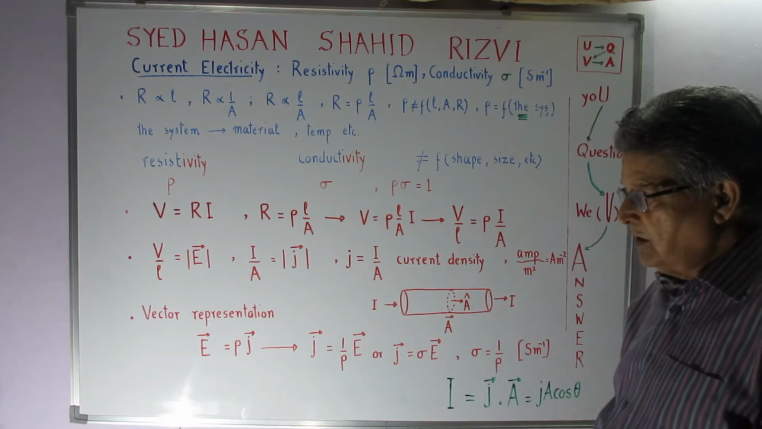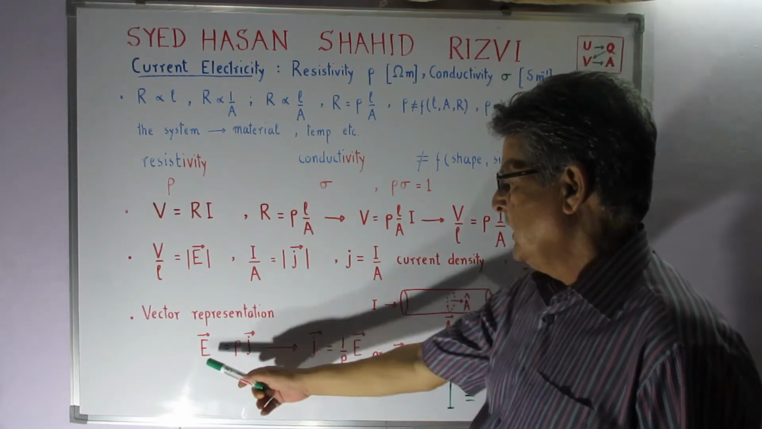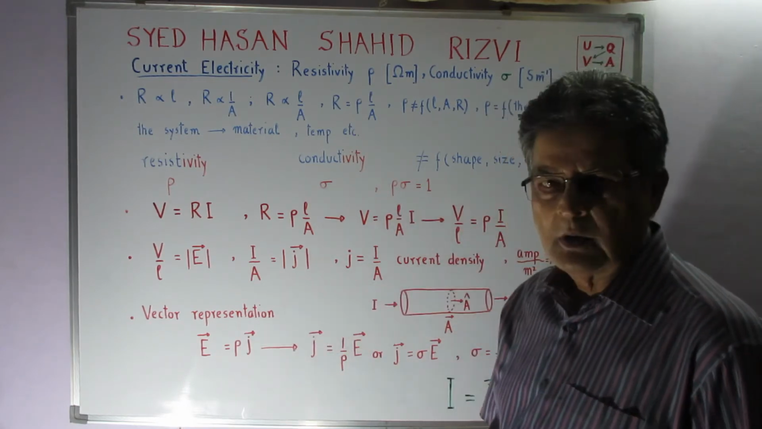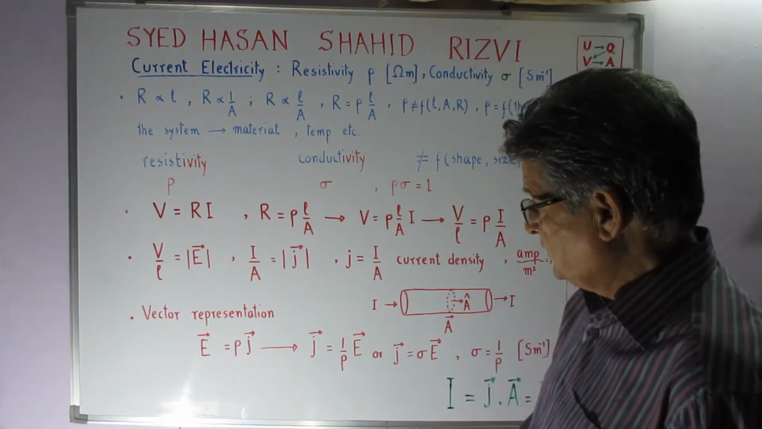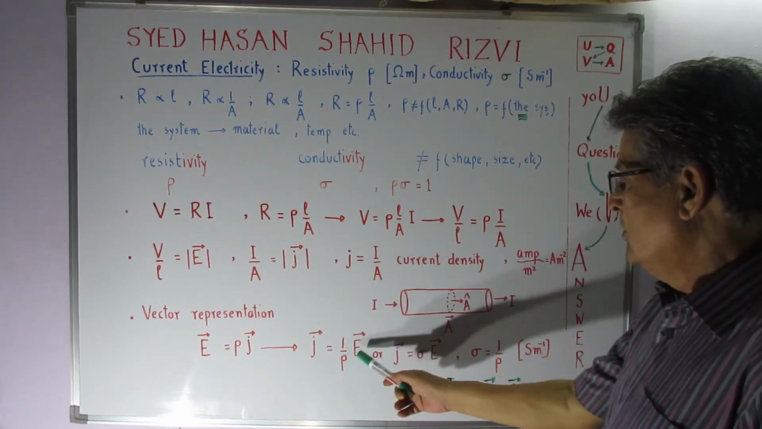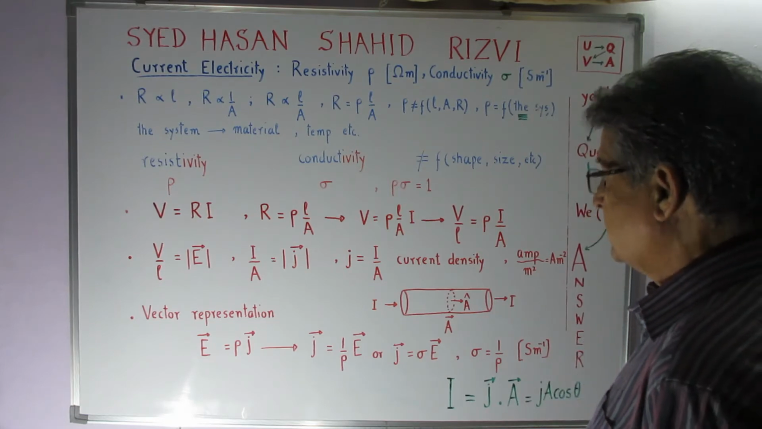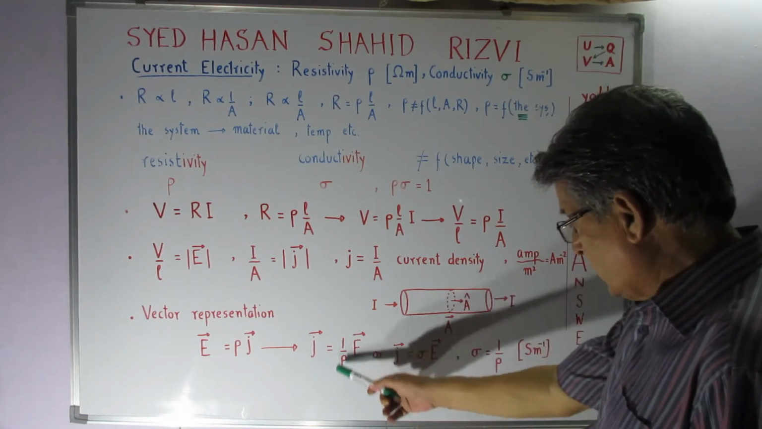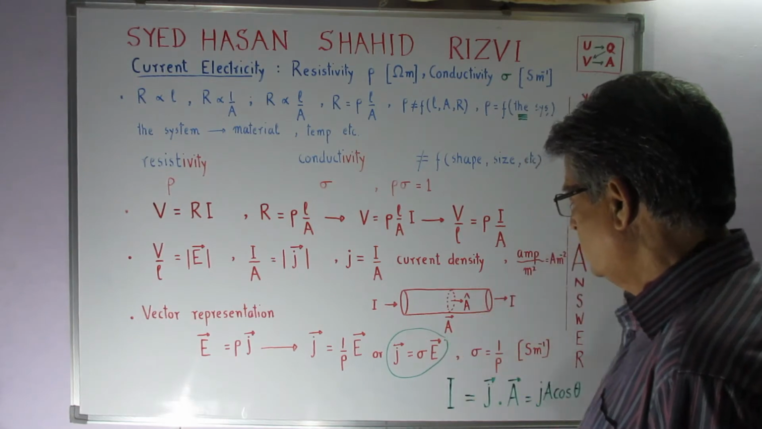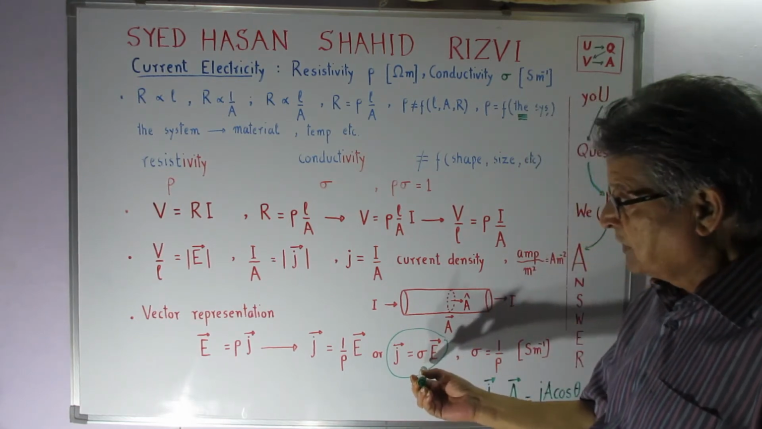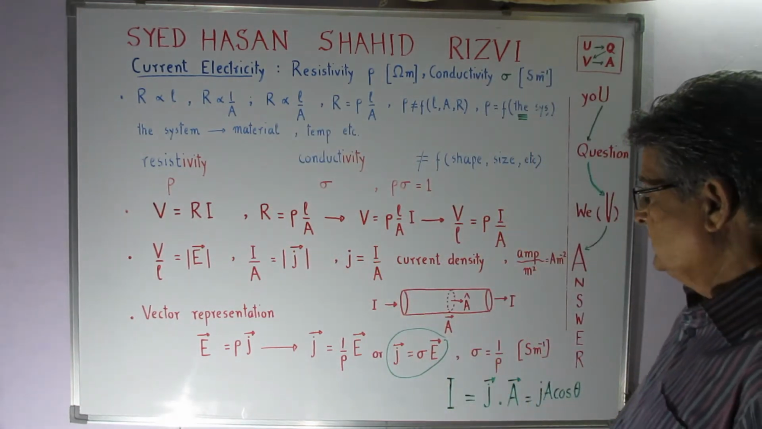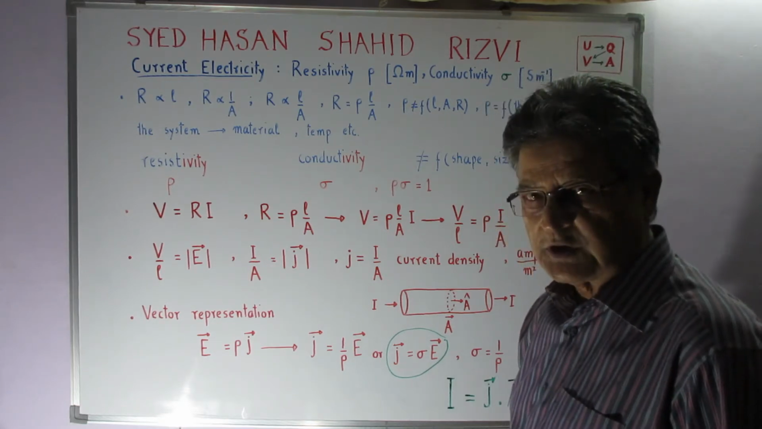So let's go for vector representation. E is equal to rho into vector J, which means I can also write the current density J is equal to 1 upon rho multiplied by vector E. Because 1 upon rho is equal to sigma, I can write this as J is equal to sigma E. This is another musical form. So we have one musical and the other musical, and anything musical is not non-music.